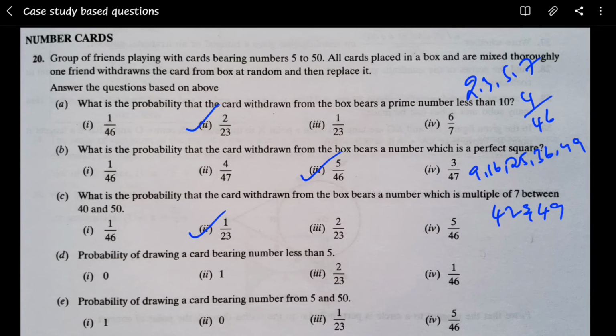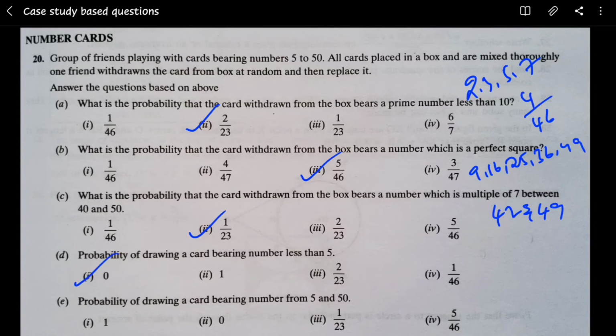Question number 4. Probability of drawing a card bearing a number less than 5. The cards are numbered from 5 to 50. There is no card which has a number less than 5. So that is why it is an impossible event. So an impossible event's probability is 0, we know that. So that's why first option is the correct one.